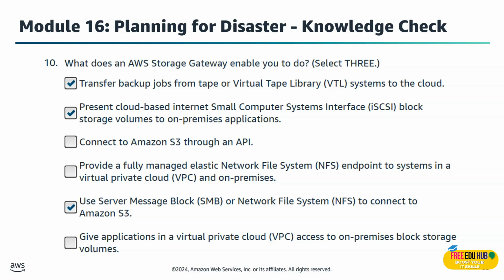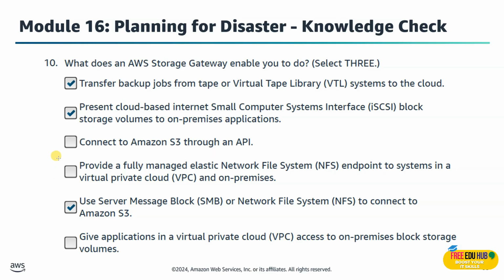The Volume Gateway exposes iSCSI block volumes, and they are backed by AWS. Then we are also using SMB or NFS to connect to Amazon S3. The File Gateway presents the SMB or NFS file share backed by S3, keeping operations simple for on-premises users. Now, why are we not selecting the other options, for example, connect to Amazon S3 through an API? The reason is the applications can use the S3 API directly. Storage Gateway is about presenting file, block and tape interfaces, not acting as an API proxy.